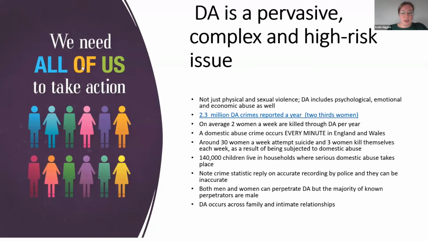Both men and women can perpetrate domestic abuse, but as I said, the majority of known perpetrators are male, and domestic abuse can occur across family and intimate relationships. So it's not always the typical husband and wife or boyfriend and girlfriend. It can happen between brother and sister, or grandfather and granddaughter, or uncle and aunt, something like that. So it's not always romantic relationships. If the people are known to each other and have a connection, then domestic abuse applies to them. It can be other people in the household as well.